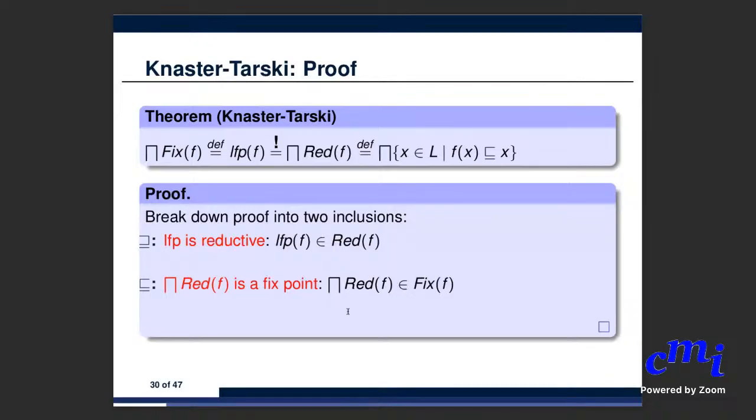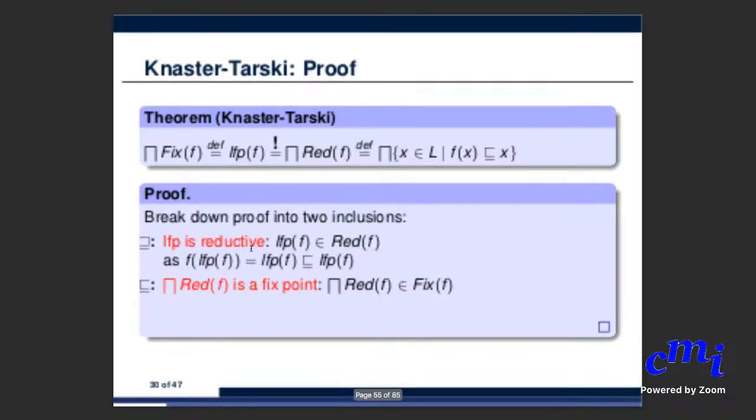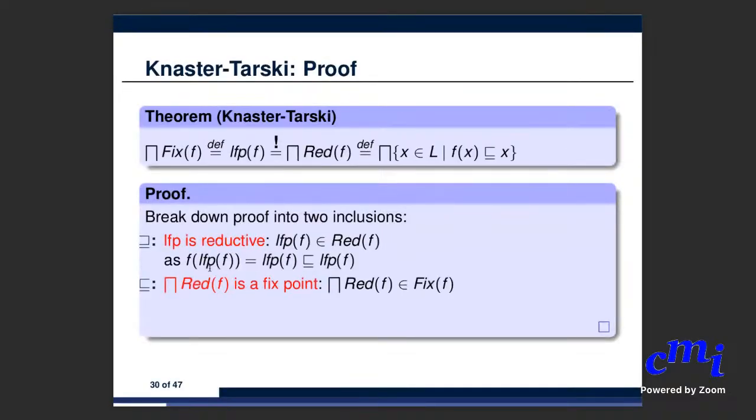The proof is broken down into showing two inclusions. Every fixed point is in the reductive set, because it is a fixed point. F of any fixed point, particularly LFP of F, is equal to LFP of F. Therefore, it has to be less than or equal to that.